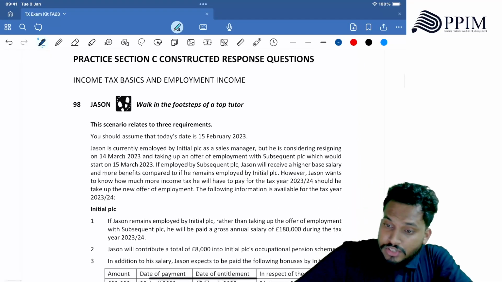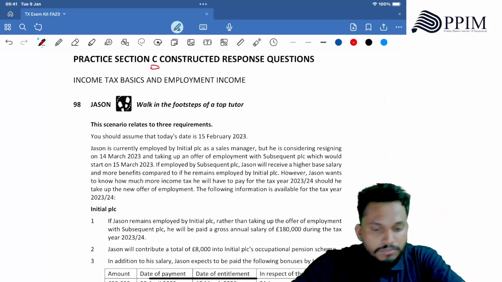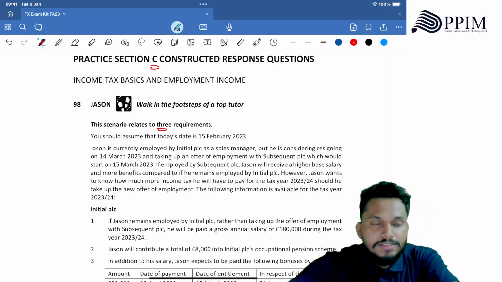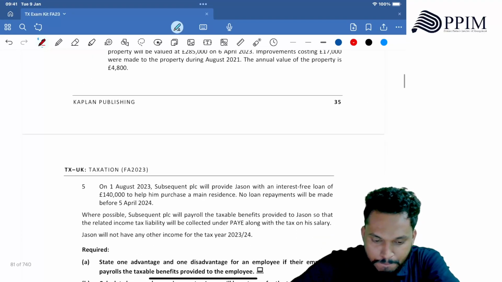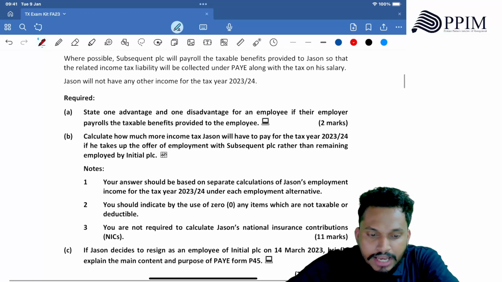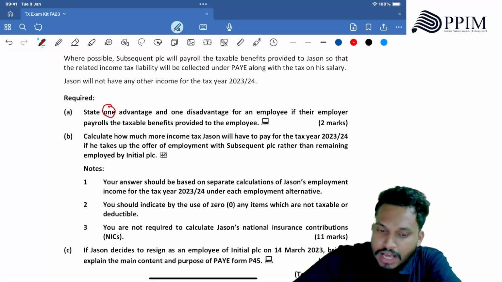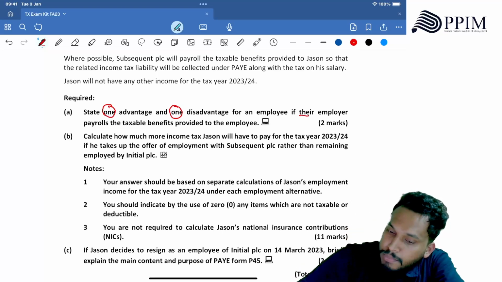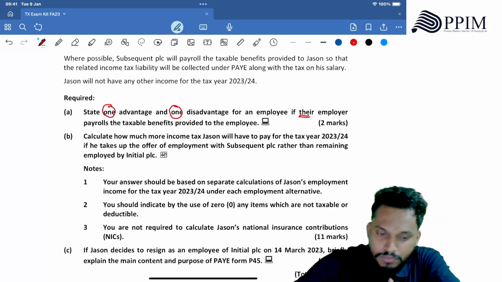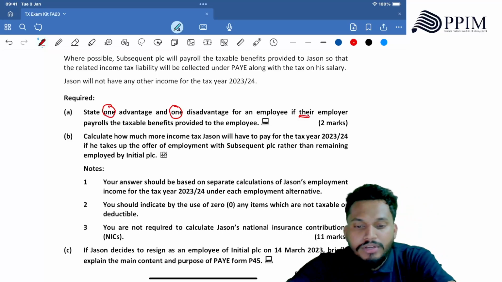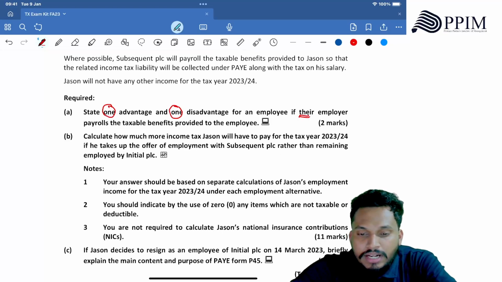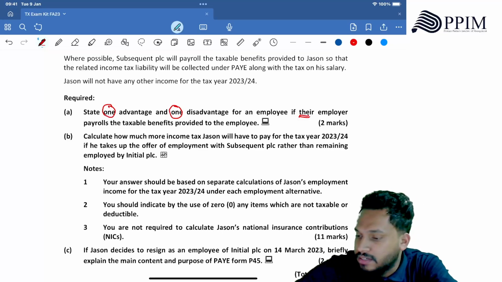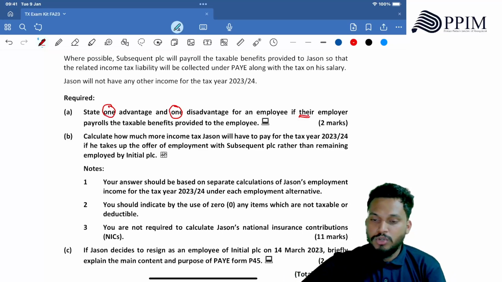So this is a section C type question. Let's read this question in a while. This scenario relates three requirements. So let's see what are those three requirements for us. The first one: state one advantage and one disadvantage for an employee if their employer payrolls the taxable benefits provided to the employee. So one advantage and one disadvantage for an employee if the employer is payrolling the taxable benefits to them.